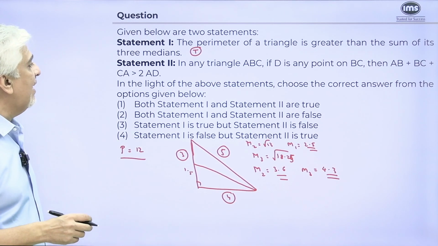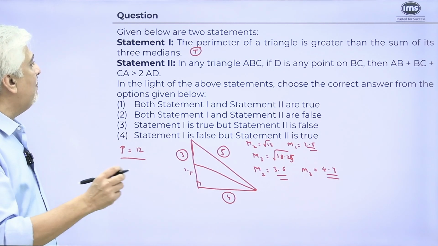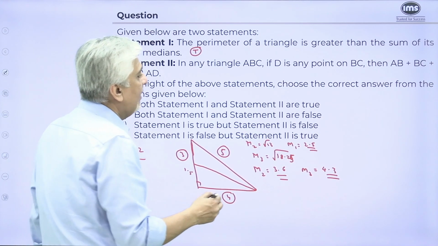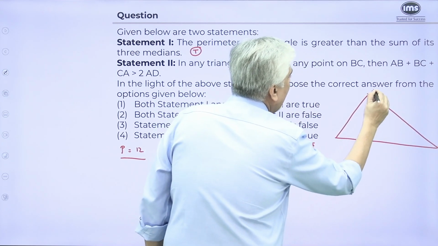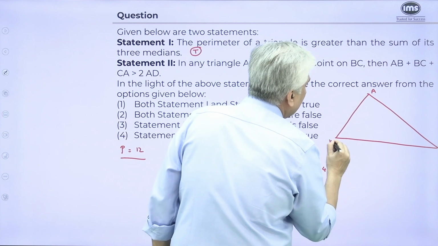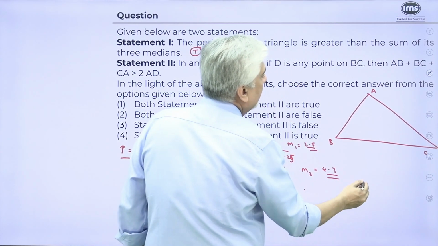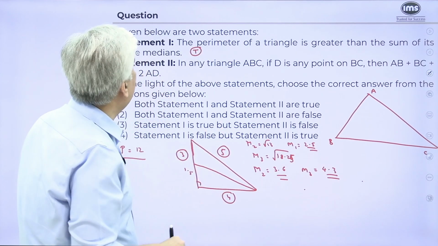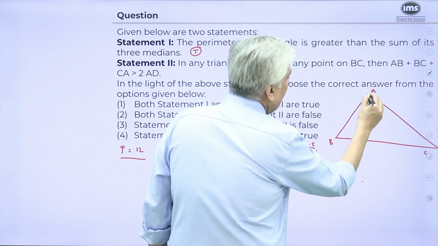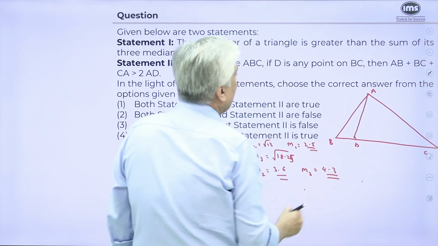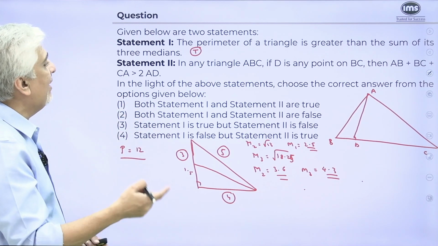Well, the second statement says in any triangle ABC, if D is a point on BC, then is AB plus BC plus CA always greater than 2AD? Let's check for any random triangle. A, B, C. Now, what have I said? D is any point on BC. So if I take D as one point over here on BC, will it satisfy what they are saying? What are they saying? AB plus BC plus AC will be greater than 2AD.